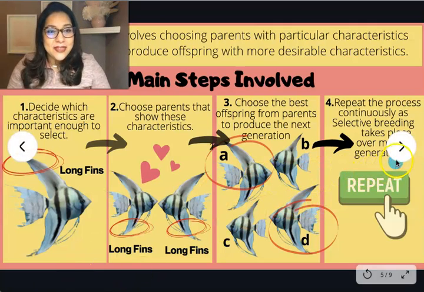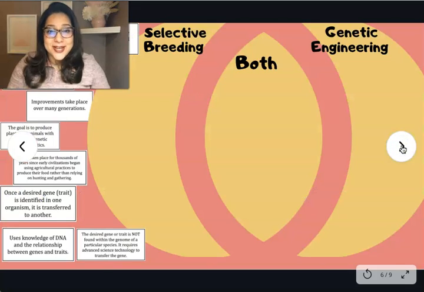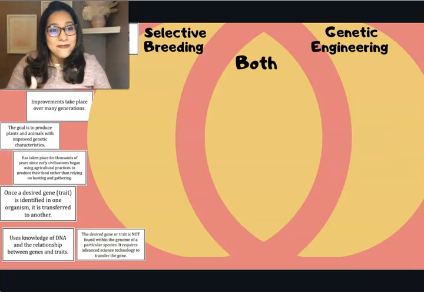All right, so now that we've reviewed both genetic engineering and selective breeding, let's go ahead and complete a Venn diagram. You have a few descriptions in boxes. And what I want you to do is pause the video and try to sort them.